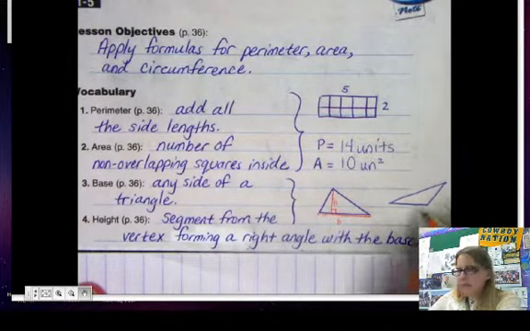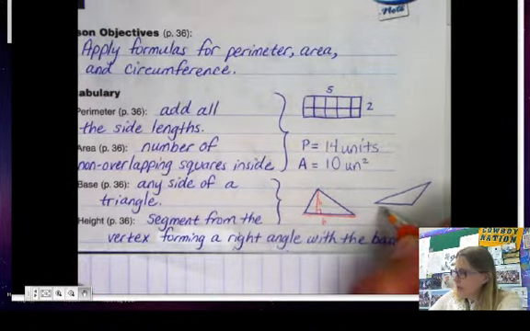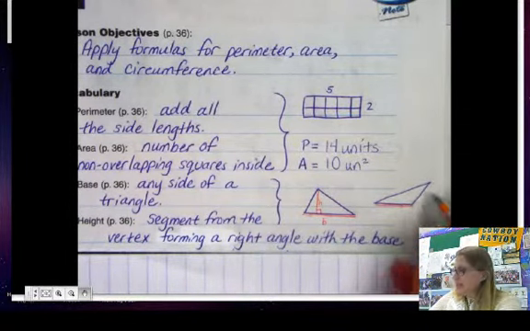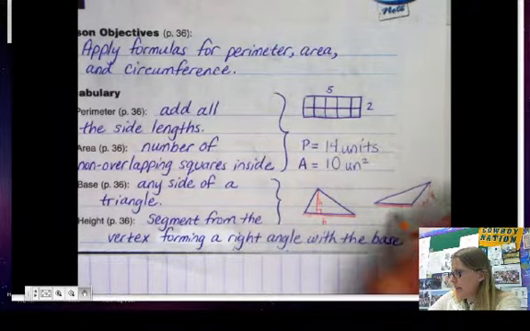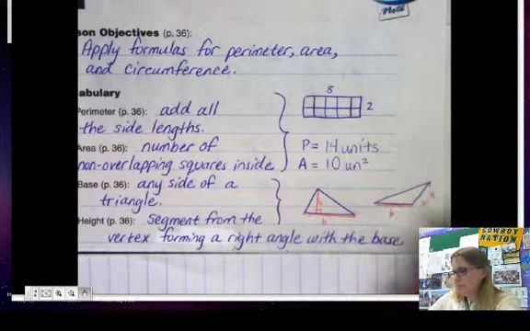Sometimes the base is kind of out here, but the height or the opposite vertex is off on the edge, out of the triangle. So when you come down for the height on this one, sometimes you kind of have to imagine that this base is extended out. So the height is here in this case, and the base is here.